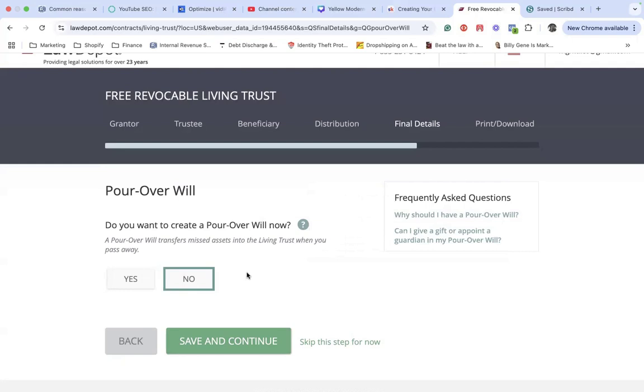A pour over will, like I said, is a just in case. That's what it is. But remember, if you don't create one now, the good thing about this is you can go back and recreate it all, right? It's a revocable trust, so it's very flexible. You guys can come back and change it. If you realize you may need a pour over will, you can go back and create one. I would recommend creating a pour over will because it's technically a will, a living will, right?